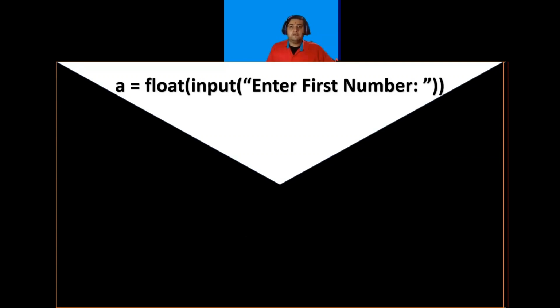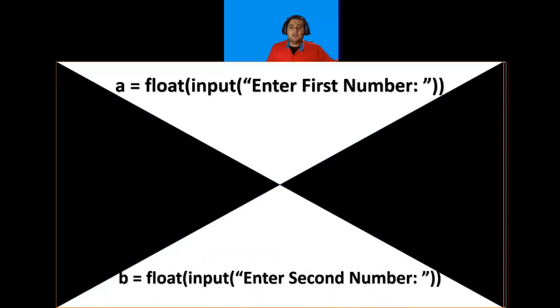Now for B, you just have to write the same: float input enter second number. So the second number will be stored in the variable B. So this is how you swap two numbers with or without user input.